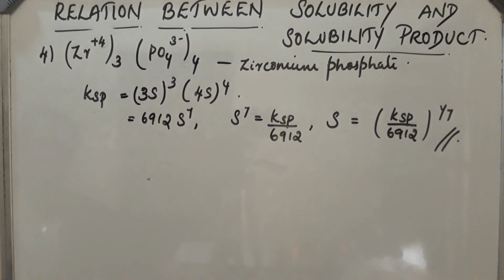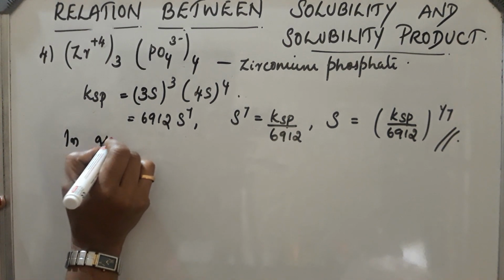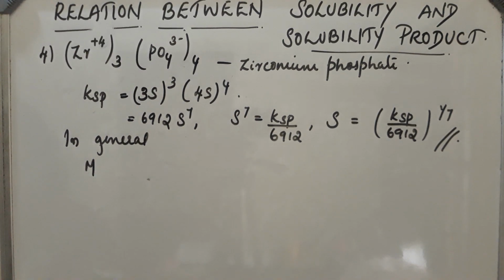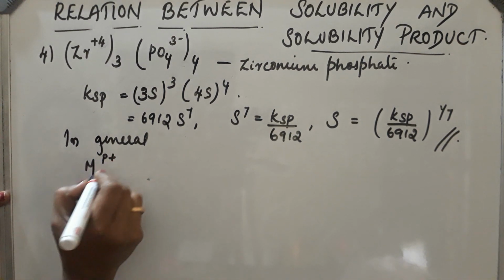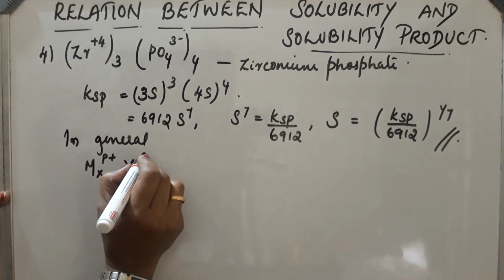Now, how can we write this in general? In general, let us take the salt M, with ions M p plus X times and X q minus Y times.